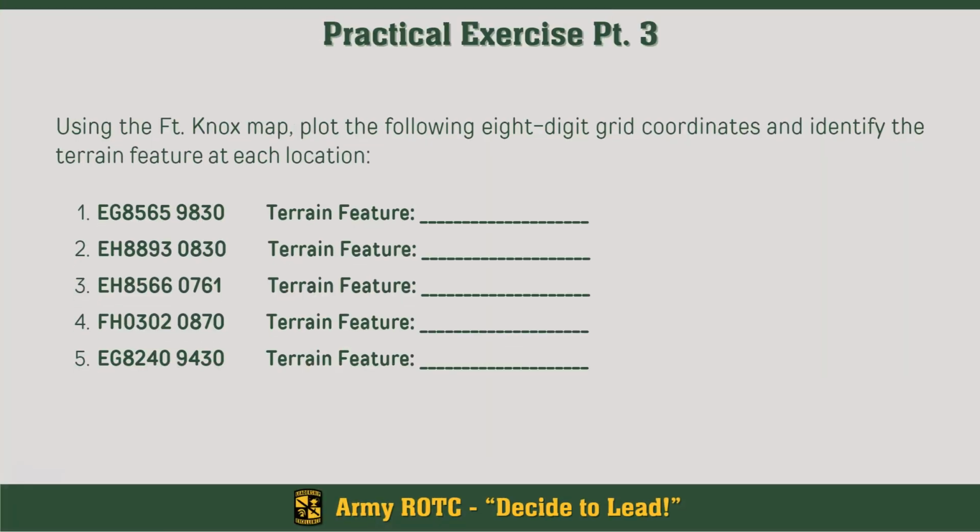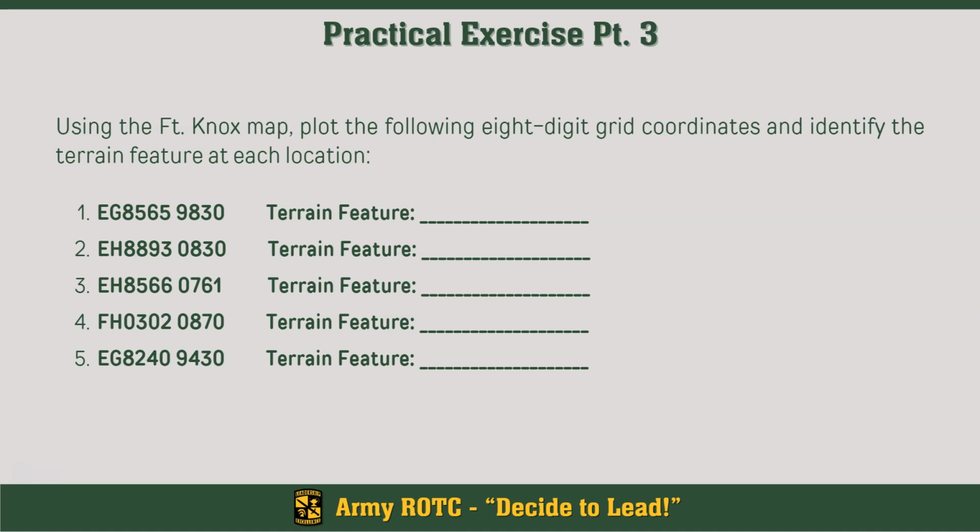All right, now for practical exercise part 3, we're going to go a little bit deeper here. Now we're going to try to identify these terrain features that you're going to find on your map. With this, you're going to be plotting some 8-digit grid coordinates, and don't get frustrated. It takes time to plot 8-digit grids, and it's going to take even more time to start learning how to identify the terrain features. So this should take you a little bit of time, and don't worry about that.